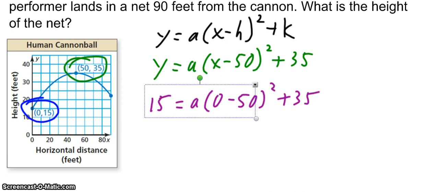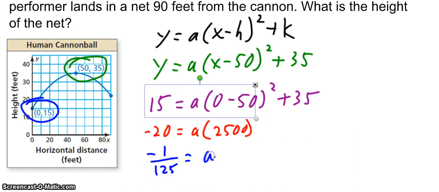So now I'm going to go to my trusty calculator and I'm going to solve for a. If we subtract the 35, we get negative 20 equals a. And if I do negative 50 squared, remember if we square a negative, we should get a positive number. That's 2,500. And so if I do negative 20 divided by 2,500, and then I'm going to simplify that by changing it into a fraction on my calculator. So this is negative 1 over 1/25 equals a.